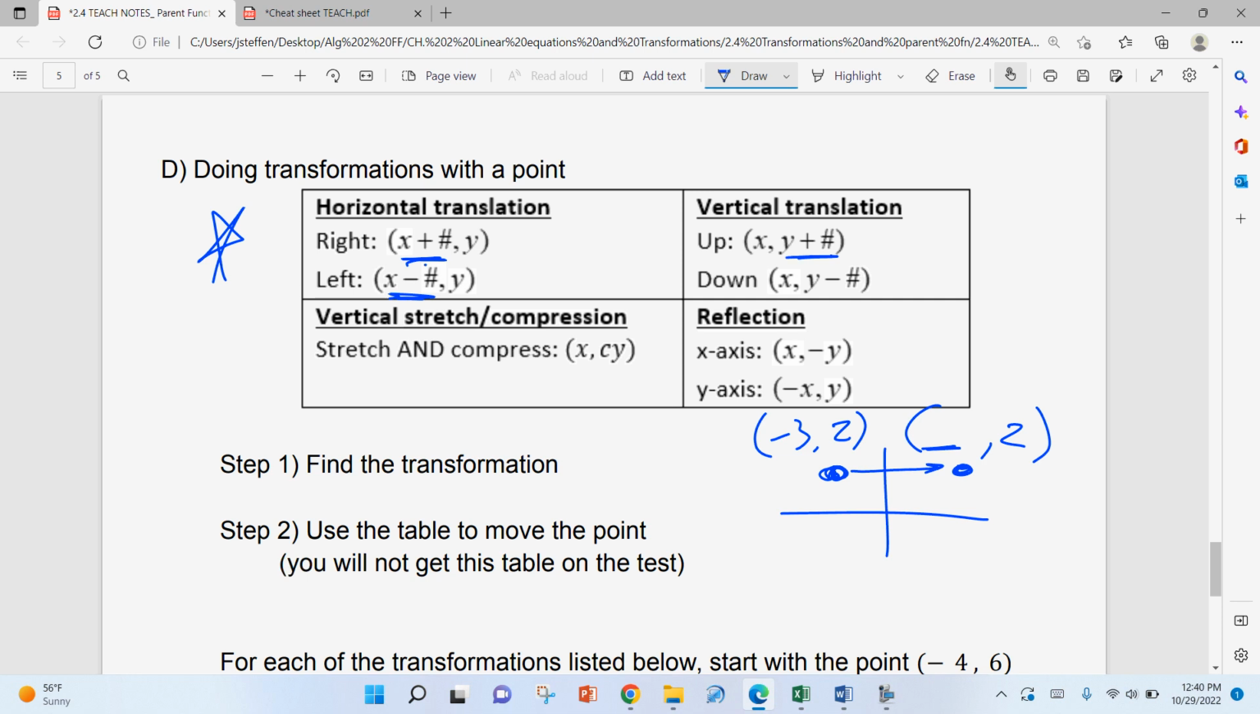Same thing with up and down. Again, that's the y value. Your y value is the up and down value. That's your y-axis going up and down. So if you go up, you add whatever it is to the y value. If you're going down, you subtract it.